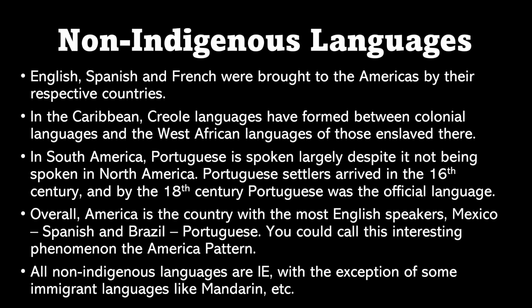Let's get into how the actual languages work. So as far as non-indigenous languages go, this is the fairly straightforward part. English, Spanish, and French were brought to the Americas by their respective countries. Portuguese as well. In the Caribbean, Creole languages have formed between colonial languages and West African languages of those enslaved there. So if you know a bit about the history of slavery in regards to the Americas, there's a lot of African transportation to those places. I don't know a lot about them, but as far as Creoles have gone, these big languages have kind of merged with African languages, so that would make for some really interesting blends. Unfortunately, we don't have the time to go into all of them, but I think that would be interesting to look at given how different those languages are.